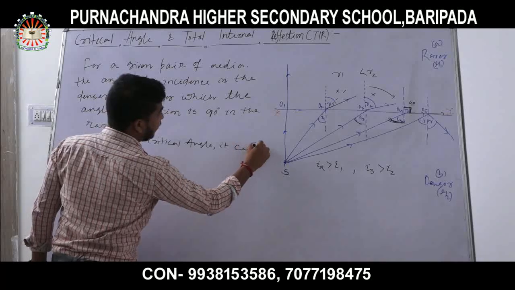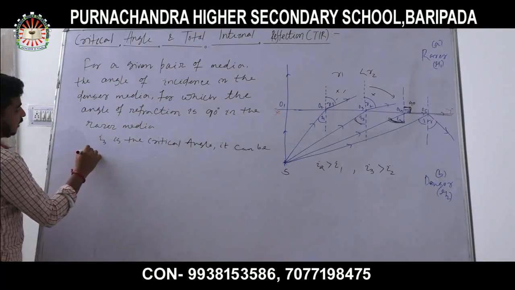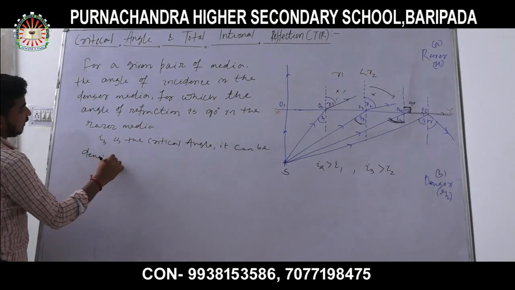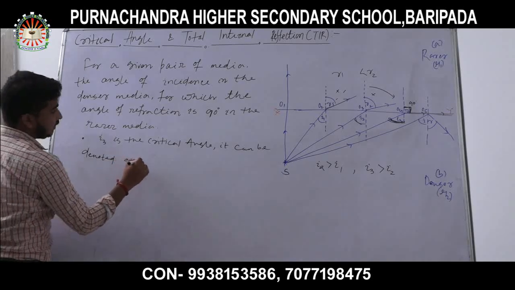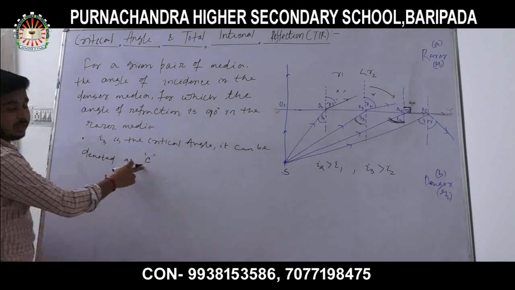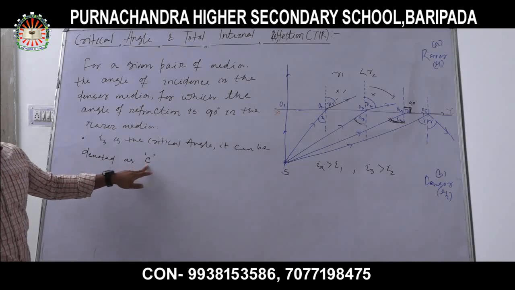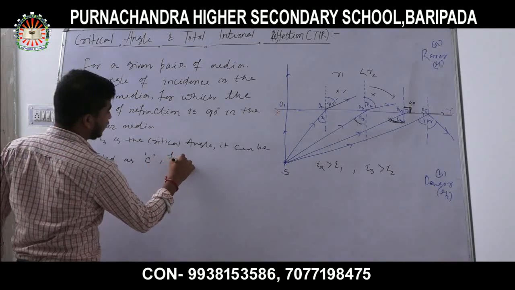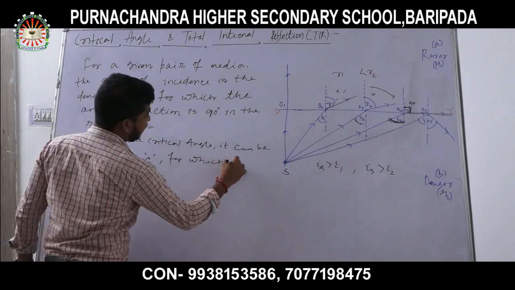It can be denoted as C, C for critical angle. Okay, it can be denoted as C, for which R is equal to 90 degrees.